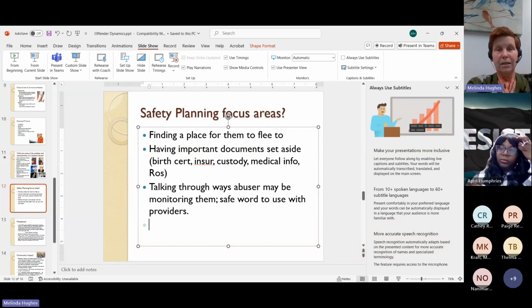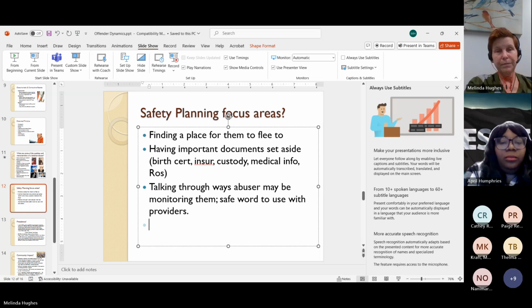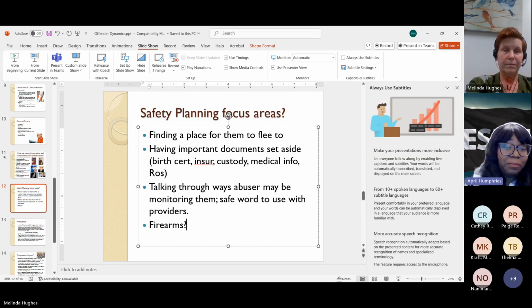Good. Other things. What are the ways that a person can stay safer while still living with the abuser? Make sure firearms are secured if they do have them in their home, or try to make sure they don't come in the home to begin with.